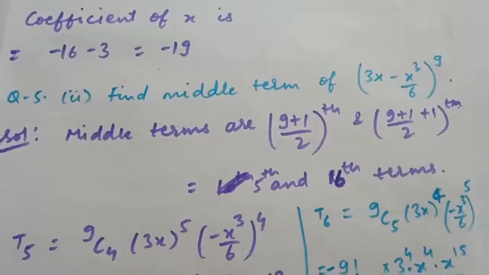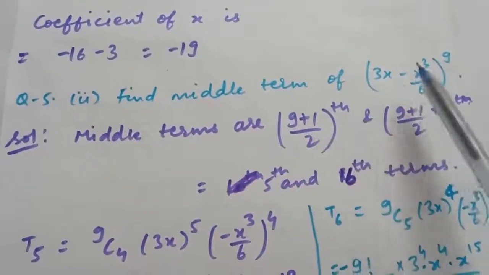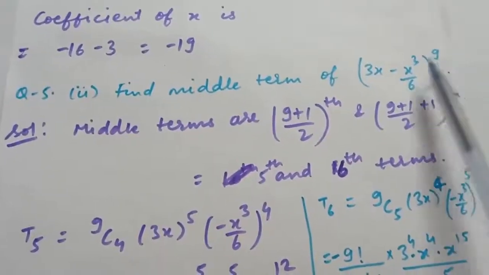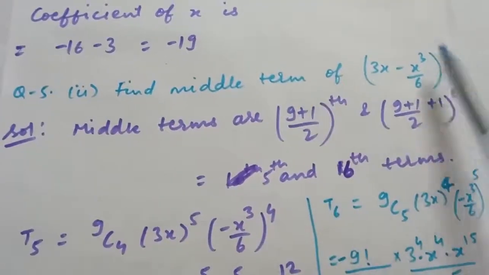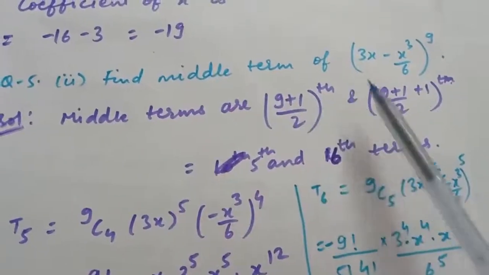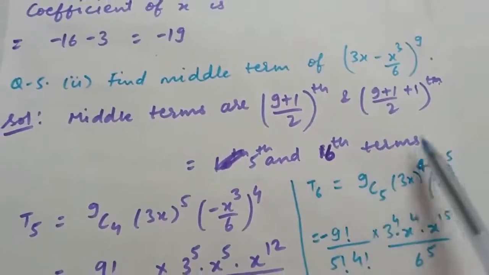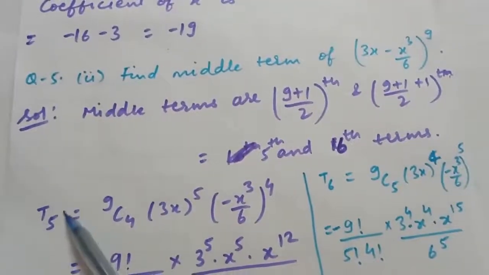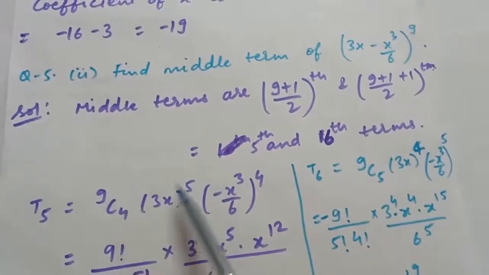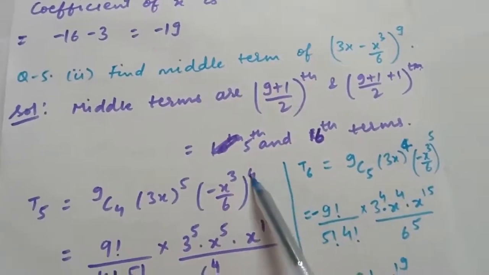Clear? Now question number 5th, I am taking the second part. Find middle term of (3x − x³/6) whole raised to the power 9. So we have to find the middle term of this. Now because this n is odd, therefore middle terms are (9+1)/2 th and (9+1)/2 + 1 th, that is 5th and 6th term. So T5 will be, 5th term will be 9C4 (3x)^(9−4), that is 5, into (−x³/6)^4.